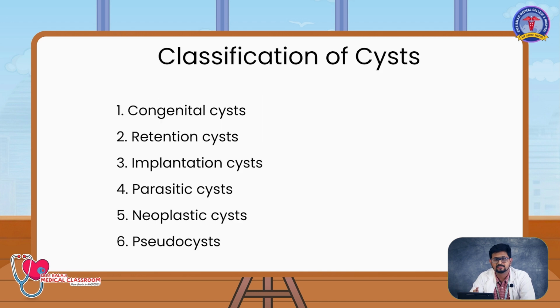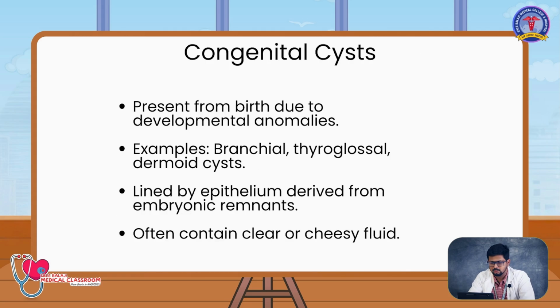The classification of a cyst: it can be a congenital cyst, retentional cyst, implantational cyst, parasitic cyst, neoplastic cyst, and pseudocyst. We'll talk briefly about each one. First, the congenital cyst. It presents from birth due to developmental abnormalities, for example branchial cyst, thyroglossal cyst and any kind of dermoid cyst. They are lined by epithelium, derived from embryonic remnants, and often contain a clear or cheesy fluid content.